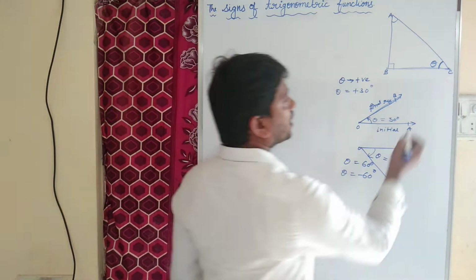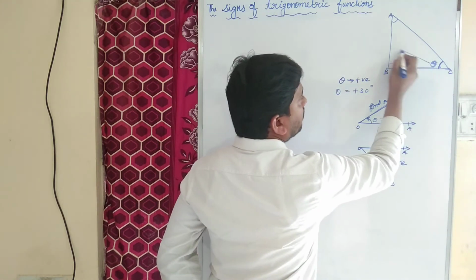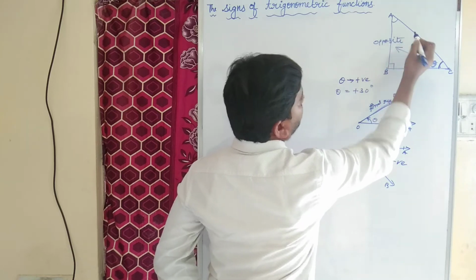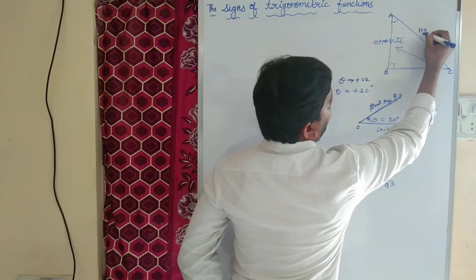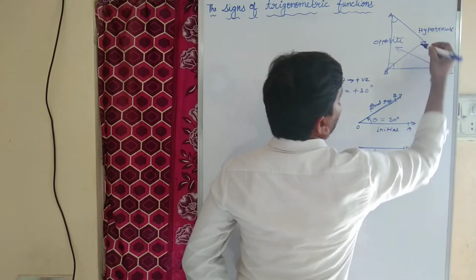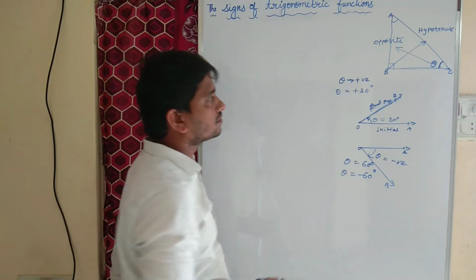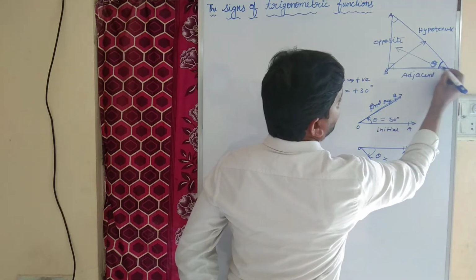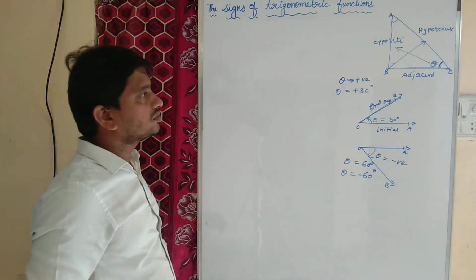So suppose here the angle is theta, then this side will be the opposite side, and this will obviously be the hypotenuse. What do you mean by hypotenuse? The side which is opposite to the right angle is called the hypotenuse, and this is our adjacent side, children. It is the adjacent side as theta is sitting on side BC, right?